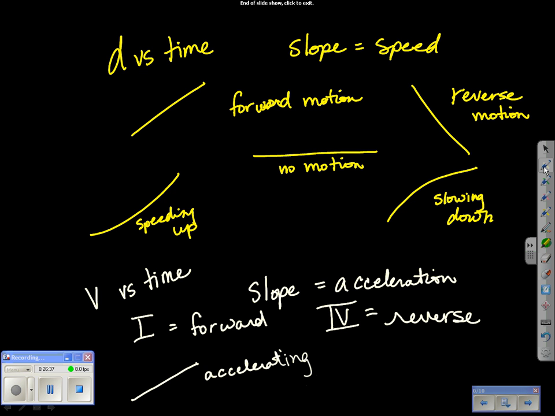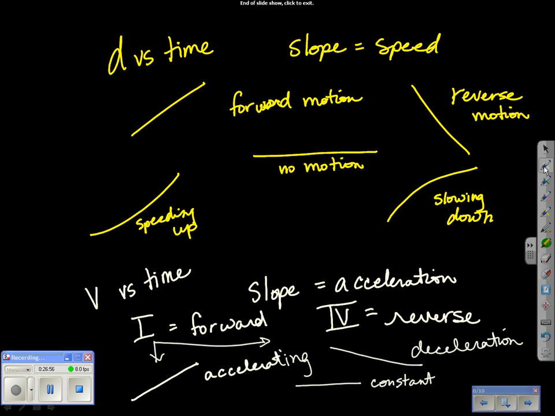And remember, this is in quadrant 1. I'm just going to tell you about quadrant 1. If it's a negative slope, it is decelerating. So this is all for quadrant 1, remember. And then if it's a flat line, it is a constant speed.